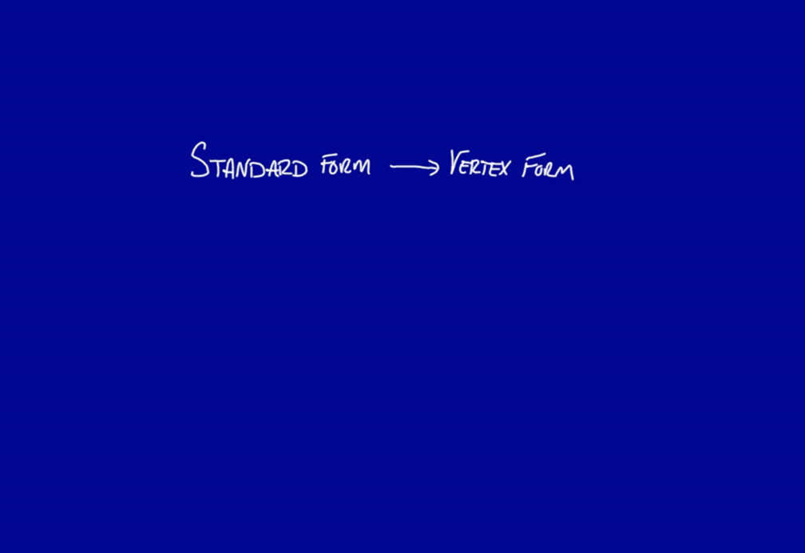So that's really like going, and equation-wise, that's going from y equals ax squared plus bx plus c over to y equals a times x minus h squared plus k. So that's what that is. And that's how we're going to do it. We do this by completing the square.